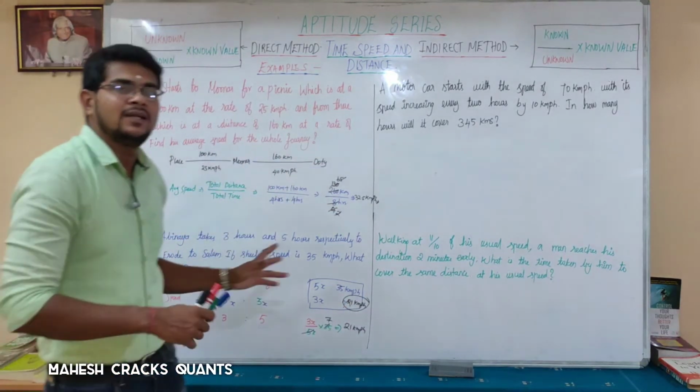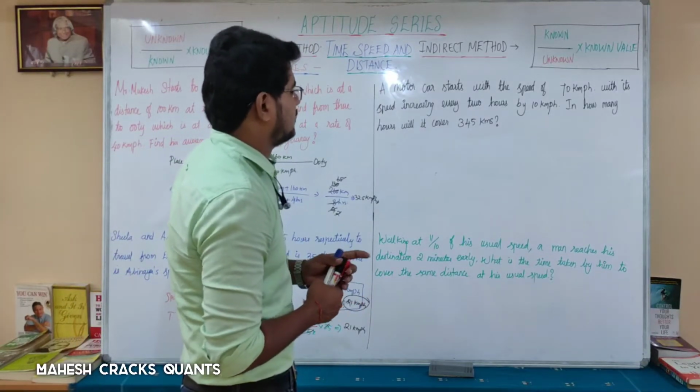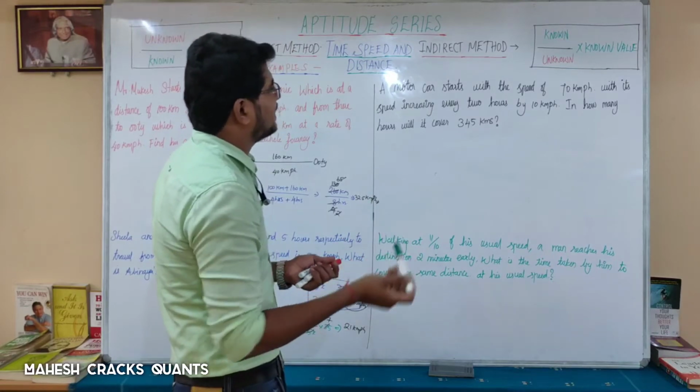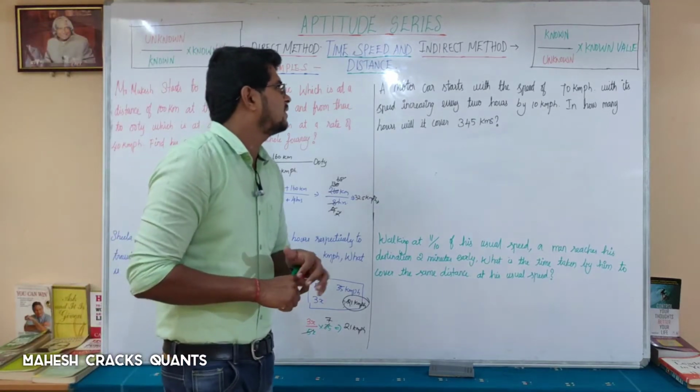Okay, done. Let's move on to the next question. A motor car starts with a speed of 70 km per hour, with its speed increasing every 2 hours by 10 km per hour. In how many hours will it cover 345 kilometers?